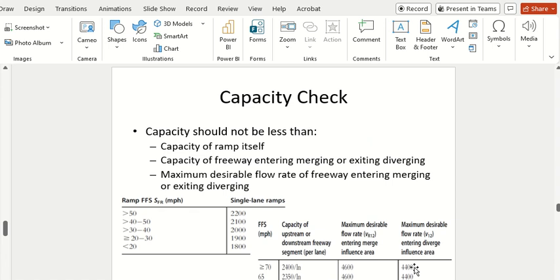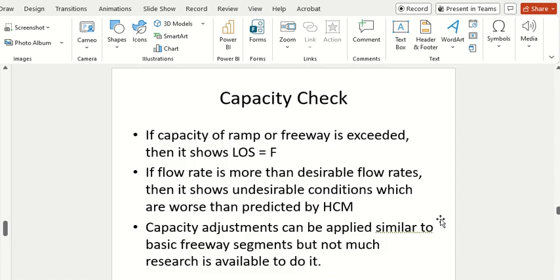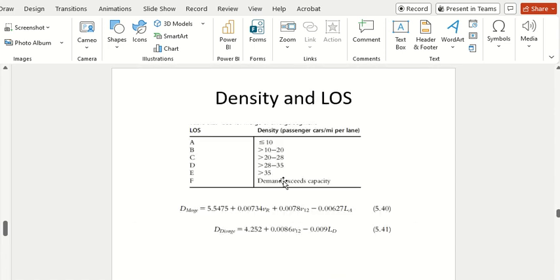If the capacity checks were not satisfied, I will put level of service F. If the last check for 4400 with V12 does not satisfy, I will put a comment that we can expect lower level of service actually, and I will continue. But in this case there is no comment required here. So now I will calculate the density for the diverge section.